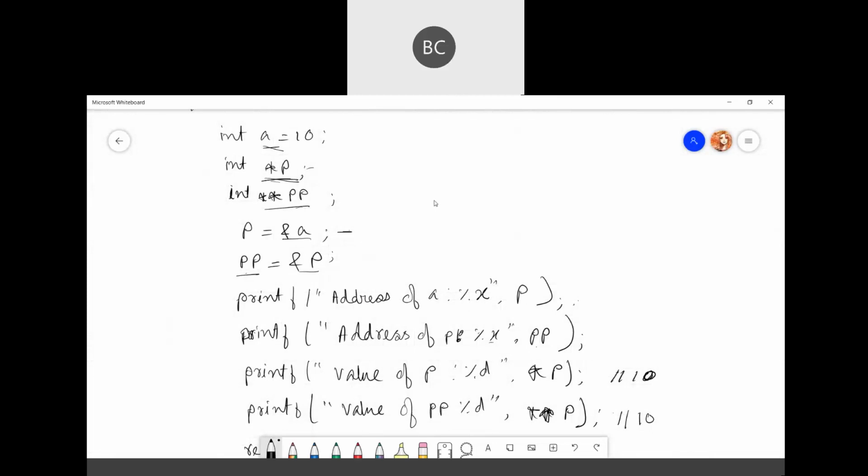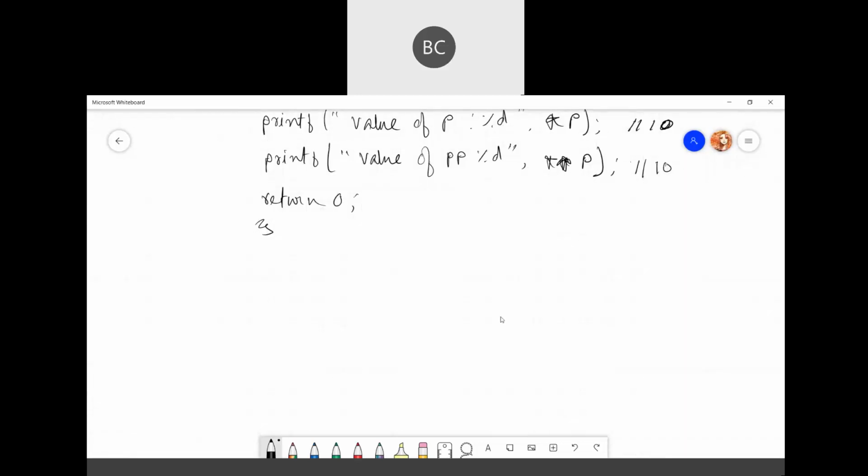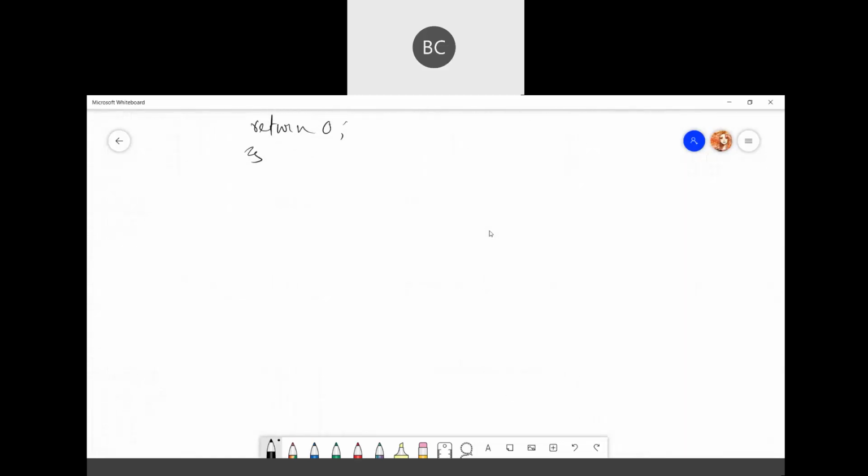Okay, now we can see another program which is a bit more complicated. I guess this part is clear to you guys. Yeah. Good. Yes, I am clear. Okay, this part is clear. So we will see a bit more complicated one.